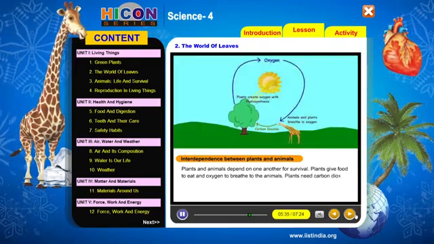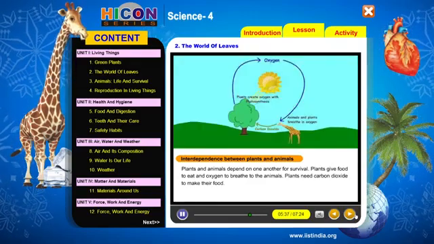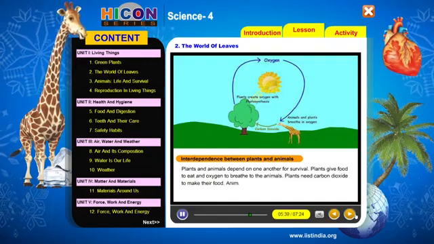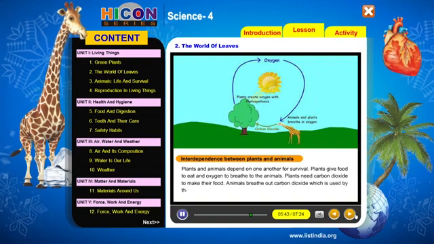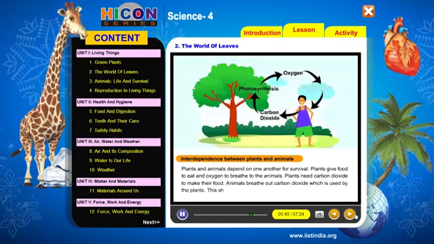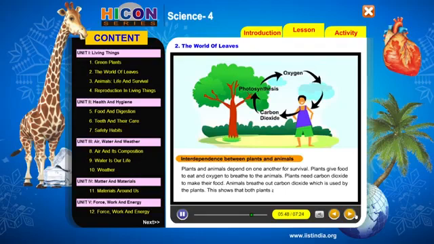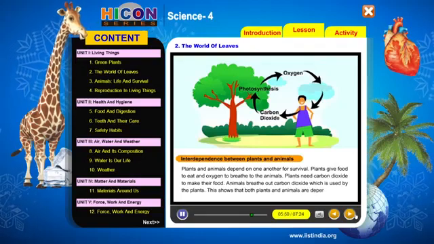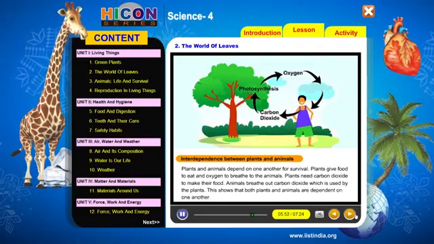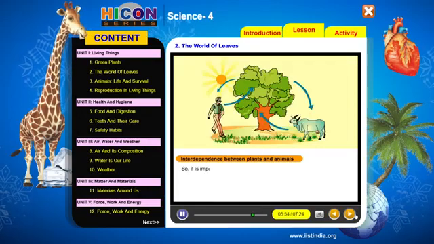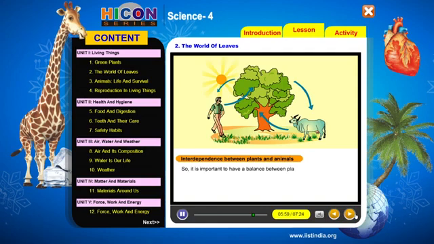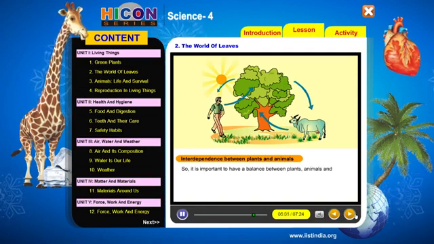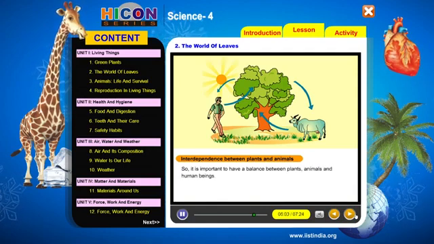Plants need carbon dioxide to make their food. Animals breathe out carbon dioxide, which is used by the plants. This shows that both plants and animals are dependent on one another. So, it is important to have a balance between plants, animals, and human beings.